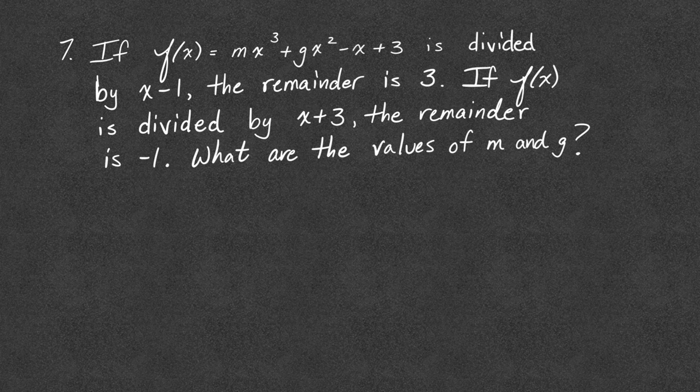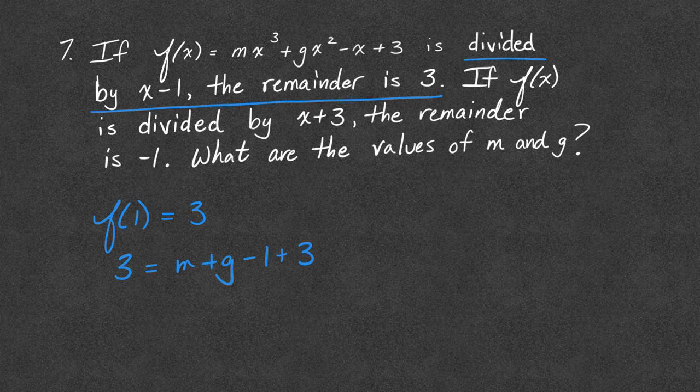I think this really is like a mechanical problem. That is, if I underline when it is divided by x minus 1, the remainder is 3, that tells me that if I sub 1 into my function, it has to give me a value of 3. So I can do that. I can set the function equal to 3 when I replace all my x's with a 1.